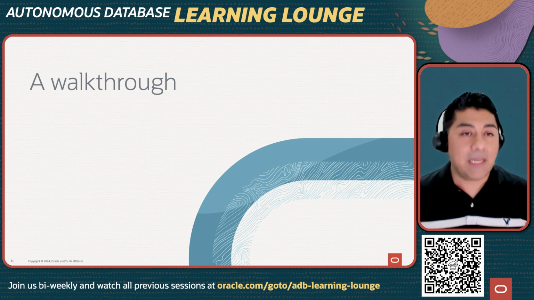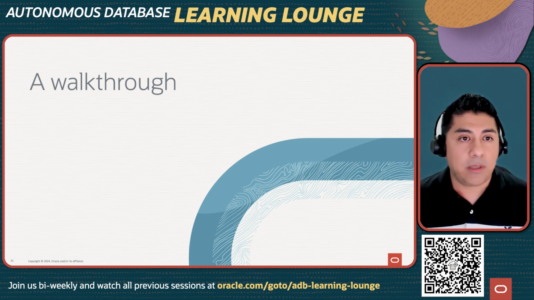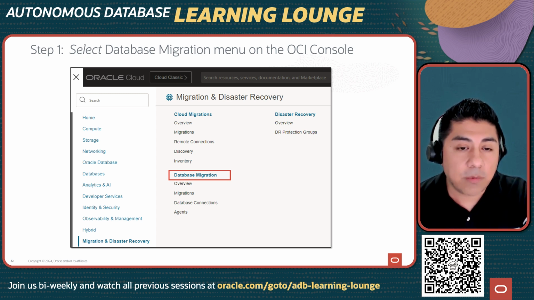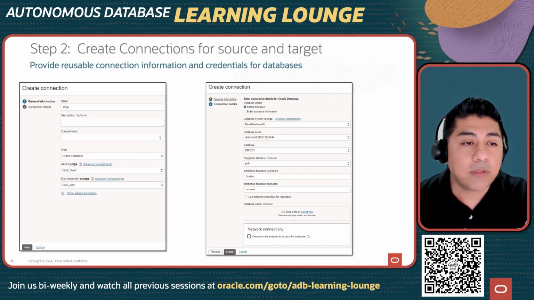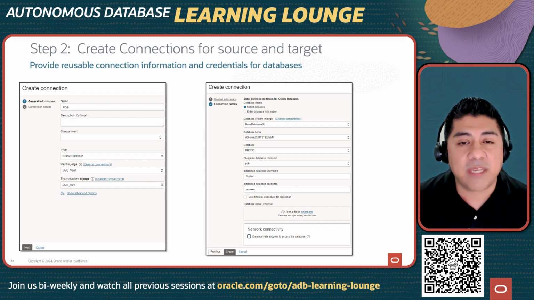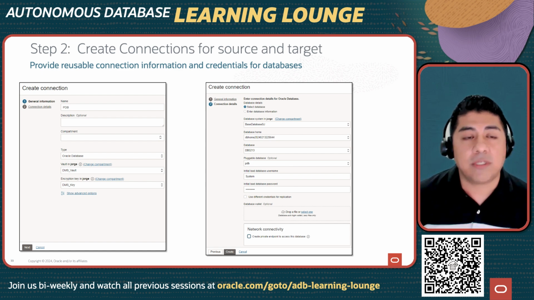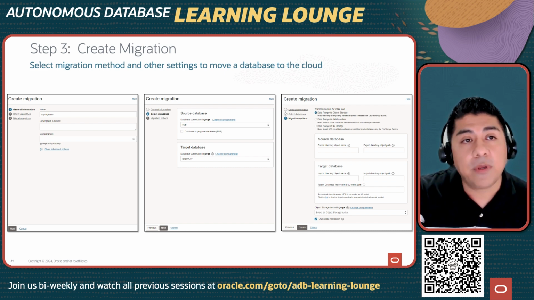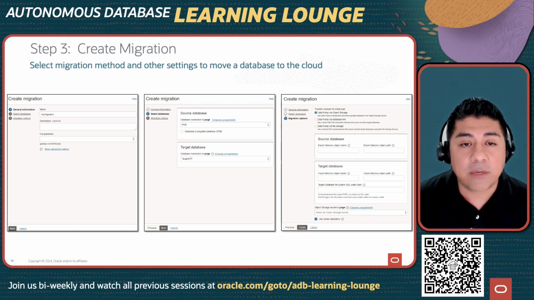So at a high level, let me give a walkthrough of how the service looks. We are on the migration and disaster recovery, database migration, and once you enter the database migration, you can create the connections. Connection for the source and for the target. These are not very complex screens. Basically, you need to provide the users and the connection details for the source and target. When you have the connections created, then you can come to create migration and pull those previously created connections.